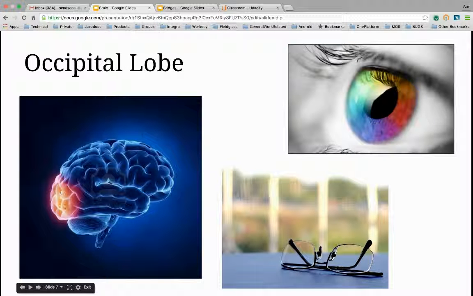The occipital lobe is at the back part of your brain. This is the biggest functioner for visual, sight, and other perception.